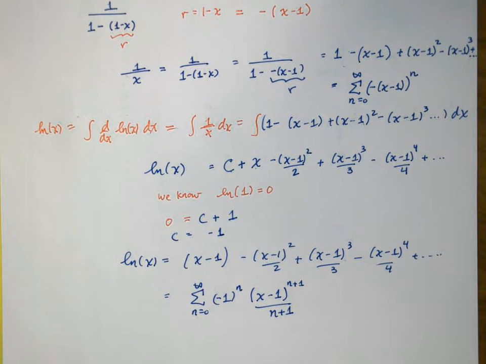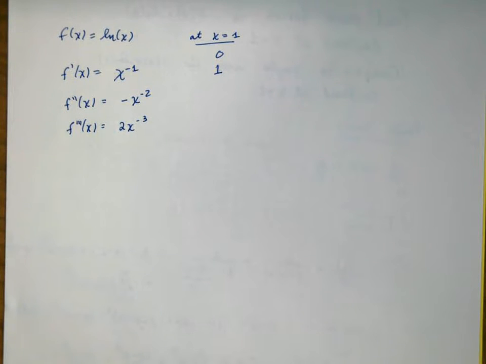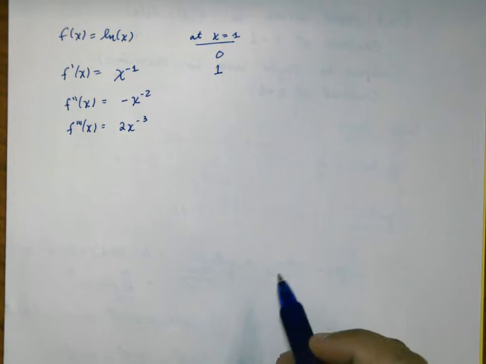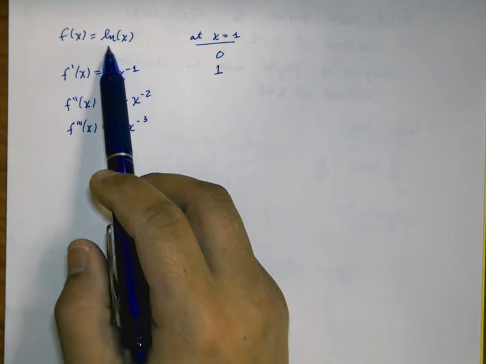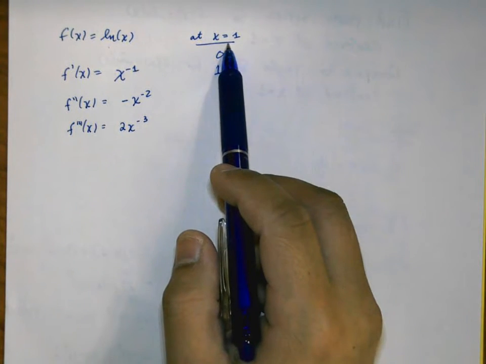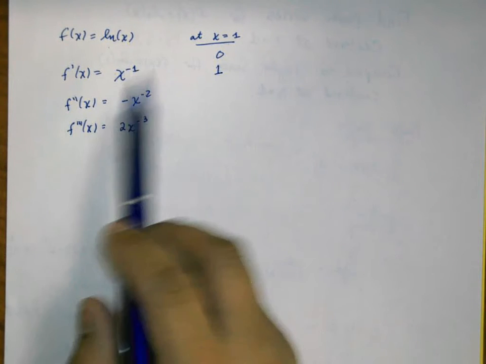So that sums it up for the power series of the natural log function centered at x equals 1. Now we are going to figure out what this looks like for a Taylor series of the natural log function. Okay, so I've started with the natural log function f of x, and when x is equal to 1, the natural log of 1 is 0.